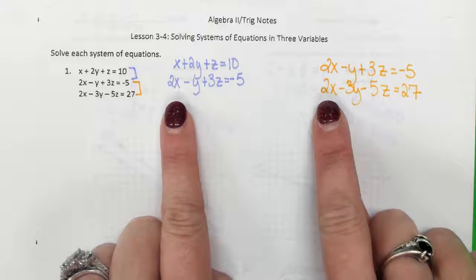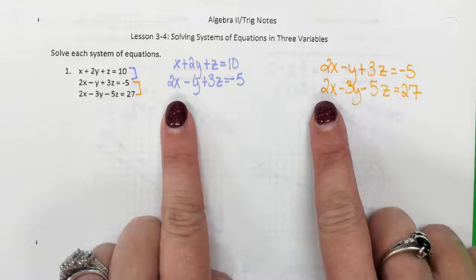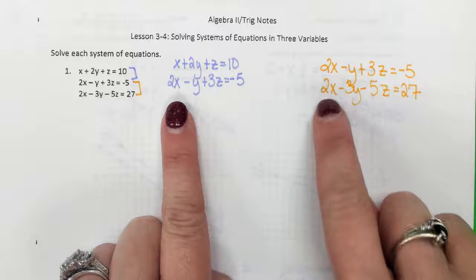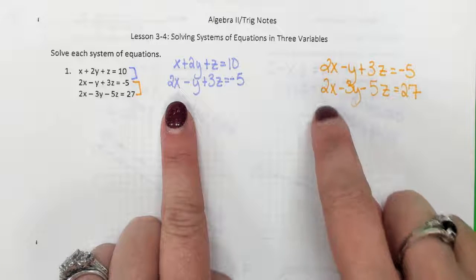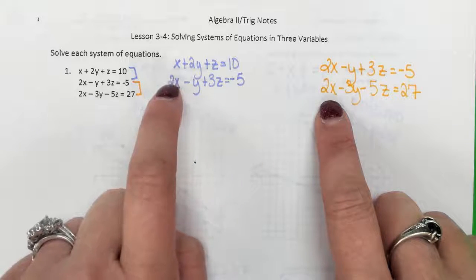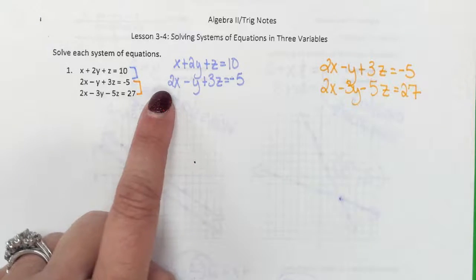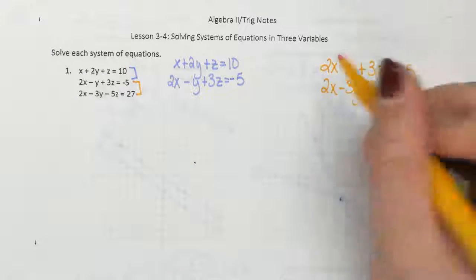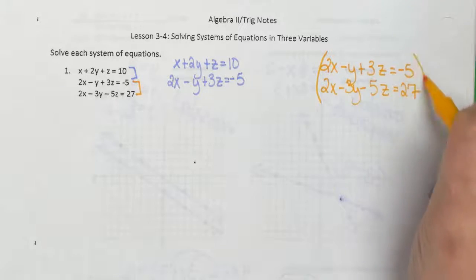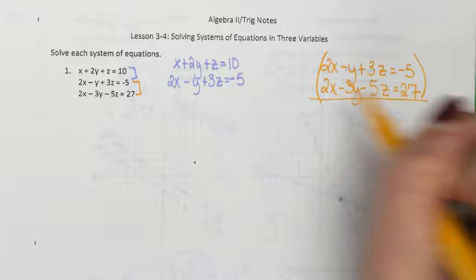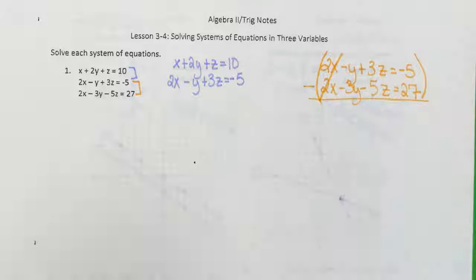Do you see one that's already going to be easy to get rid of? The 2x on this one, right? So if we get rid of 2x here, we have to get rid of 2x here, okay? So let's go ahead and do the easy one first. Let's do the second one. How do I get rid of those 2x's? You just subtract them. So 2x minus 2x is 0.